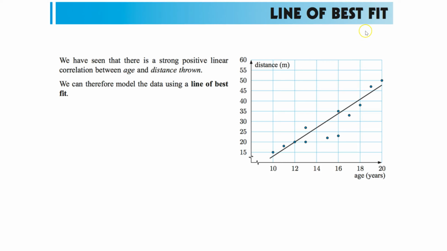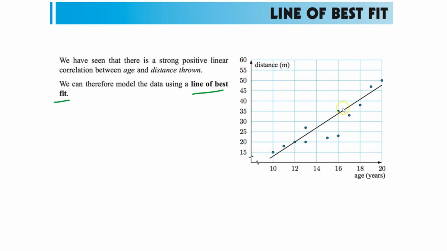Line of best fit. So now that we know what the correlation is, when we have a correlation, we could find the line that fits the data the best. We could try to find the equation for that data set. So let's look here. We have this data. It looks like it's positive. It's going up.